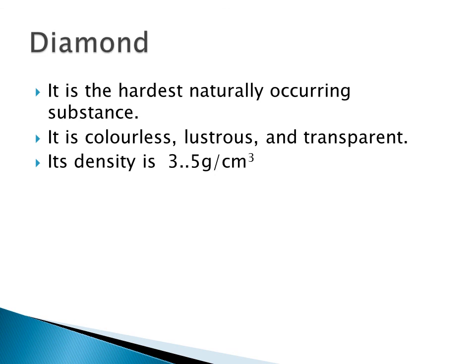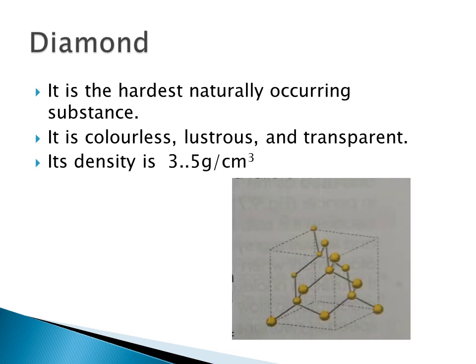It is a good conductor of heat but a bad conductor of electricity. It burns at 850 to 1000 degrees Celsius in air to form carbon dioxide. Diamond consists of carbon atoms, and in diamond, each carbon atom is linked with 4 other carbon atoms in a tetrahedral shape.